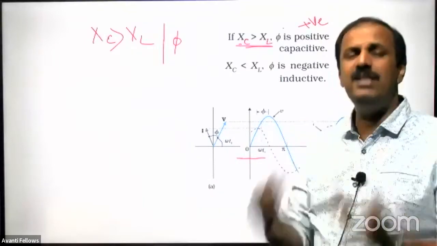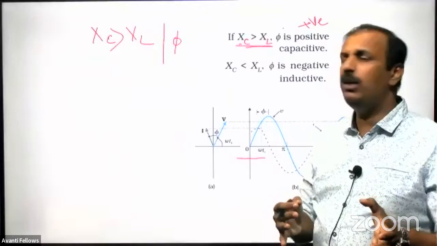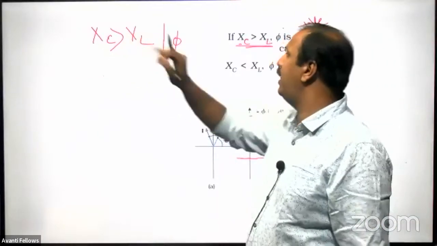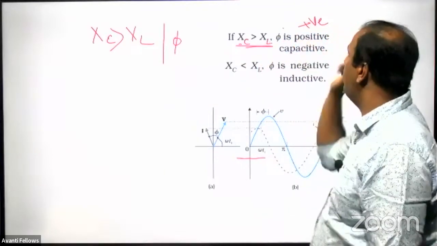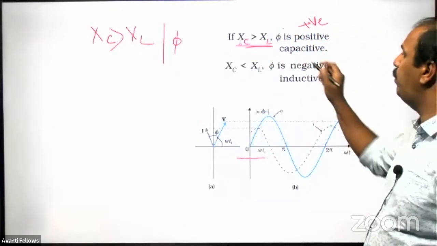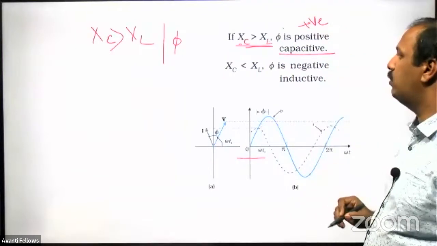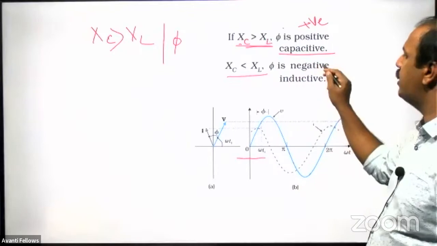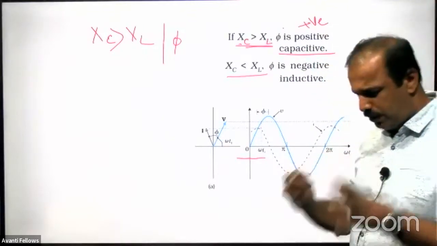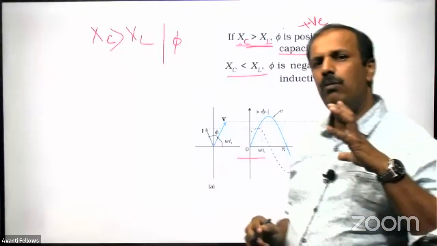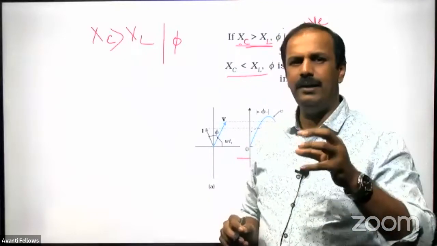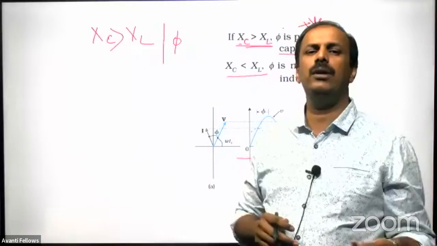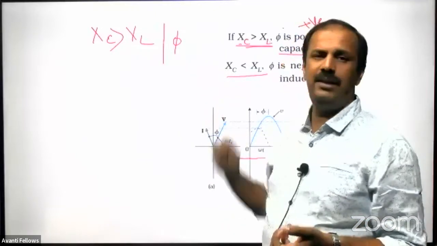We cannot say in general. It depends on the value of this capacitor and inductor. So if XC is greater than XL, then in that case phi will be positive and the circuit will be predominantly capacitive. And if it is opposite, that is XC is less than XL, then phi is negative, then it will be inductive. Or simply we can say the value of phi, that is whether the current is leading or the voltage is leading, that depends on the value of capacitor and inductor.